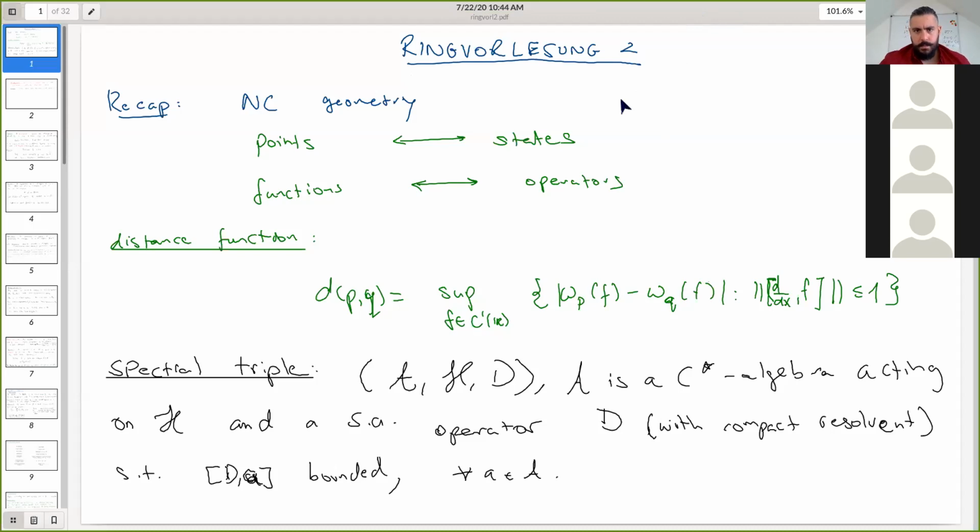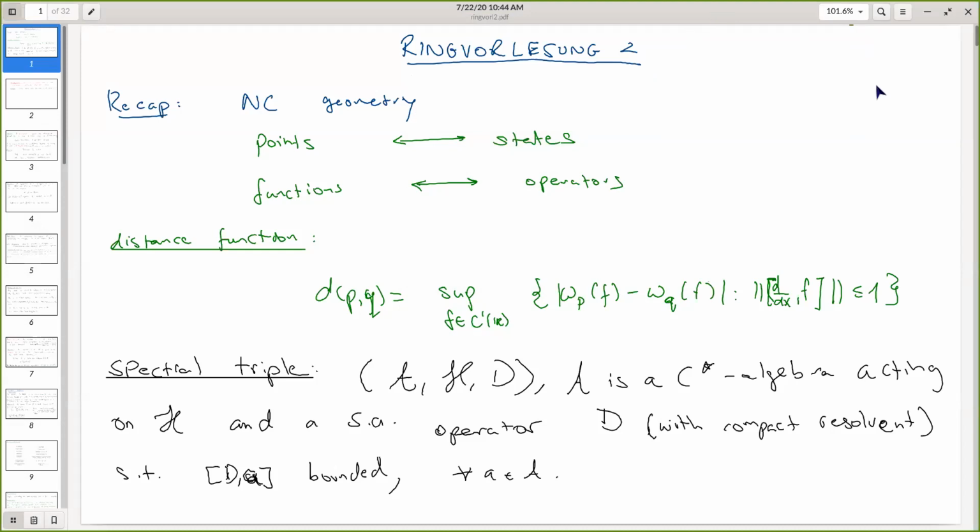Okay, so perfect. So this Ringvorlesung is about giving you some idea about non-commutative geometry, about the objects that we work with, and about the general idea. I just want to convey to you the general idea of non-commutative geometry. So let us recap what we did and what we formulated last time.